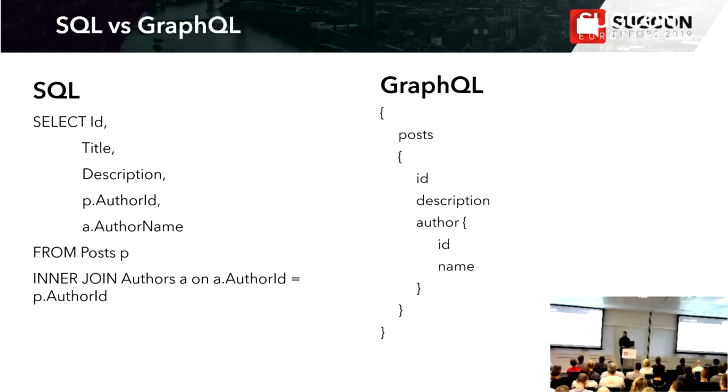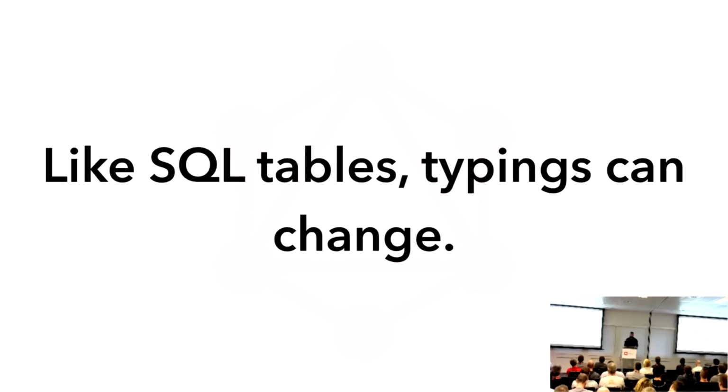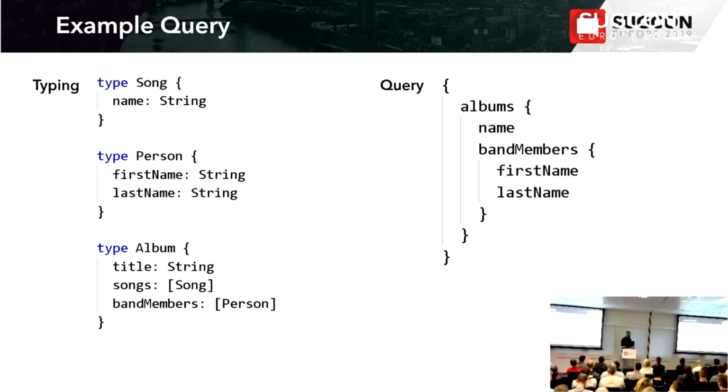And I want you to think of GraphQL typings as sort of like SQL tables. They can evolve and change over time. Here's a hypothetical example. Say we publish this application with this typing, and our query is on the right-hand side. We're querying against this typing, getting all the albums in our endpoint, and getting the name and the band members associated with that album.